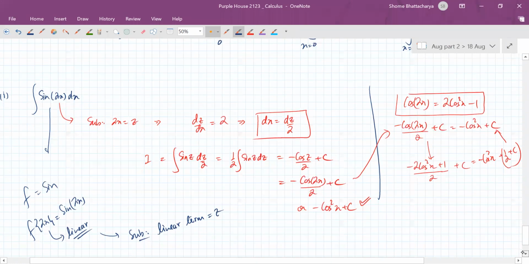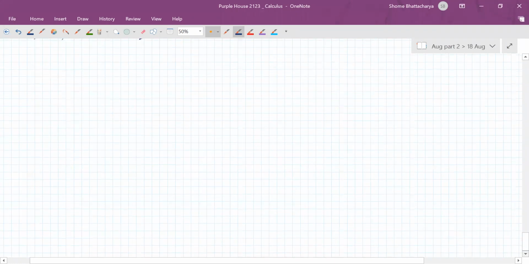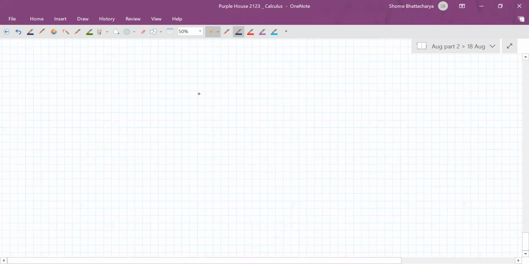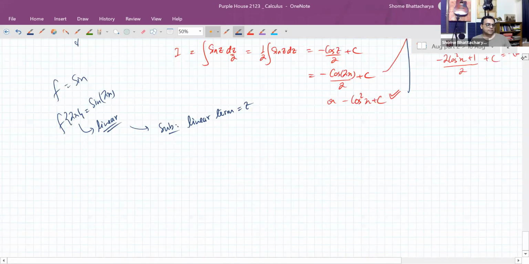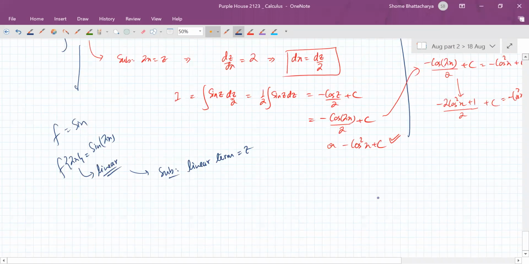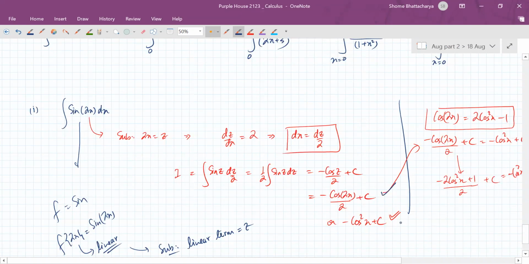Sir, I understood till that. After that, the arrow you wrote on the left side, that part. Which part, beta? Sir, the left side. The integration is clear up to this part. It's clear up to here. Yes, yes, sir.